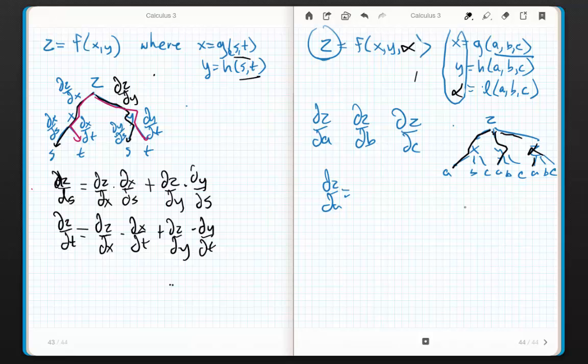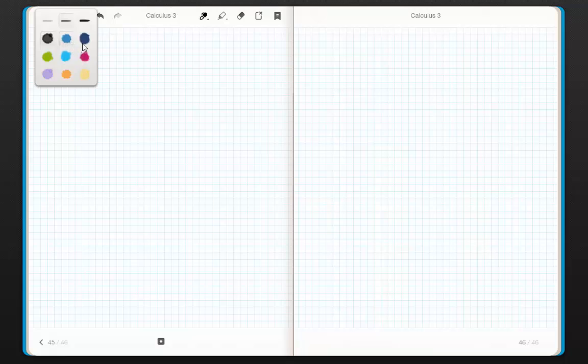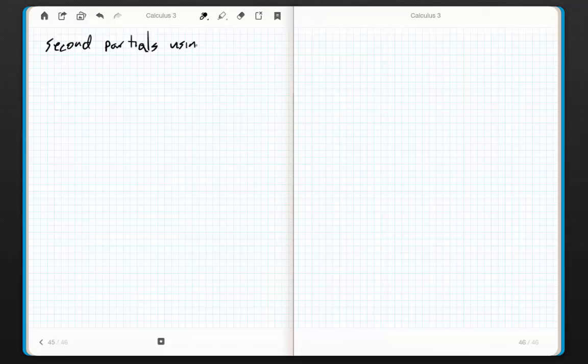Now, let's talk about second derivatives. Okay, so I'm going to deal with it in this context, but I'm going to give myself some space because that page is just ugly. All right, second partials using chain rule. So second partials, I love these. They're so much fun. I think you'll like them. They're fun to draw the trees anyway. Using chain rule. I told you chain rule was everywhere. You can't escape it.